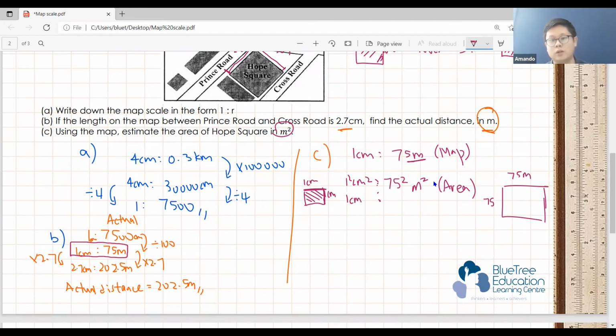Of course, 1 times 1 is still 1, but the 75 is going to be a huge number here. It's going to become 5,625 square meters, right? And this is the area units that we will try and link to the question.